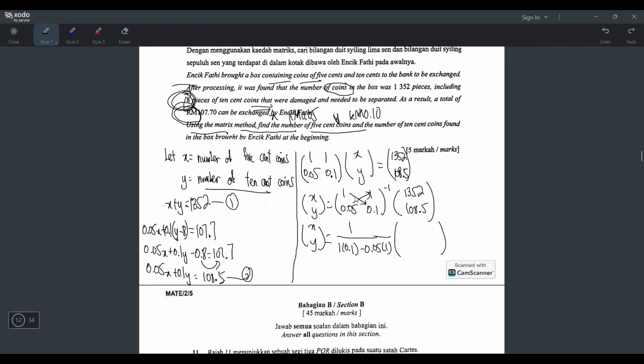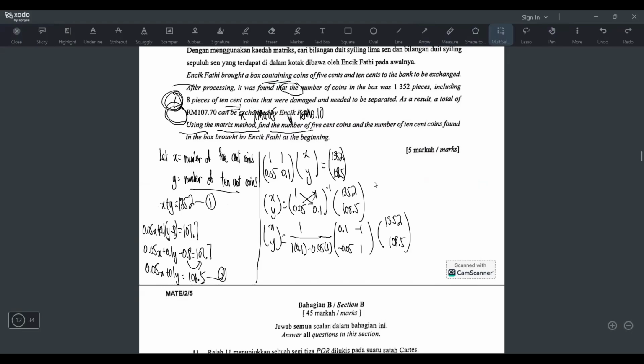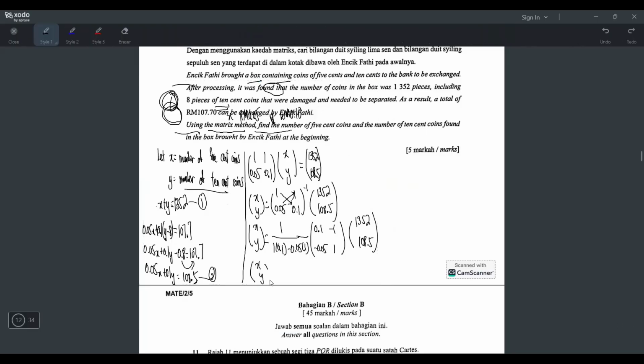And then the bracket. Okay, the A and D, which are 1 and 0.1, you have to swap. So 0.1 and 1 swapped. And then the 1 and 0.05, don't swap, just change the sign. So 1 becomes negative 1, 0.05 becomes negative 0.05. And don't forget, there is one more bracket here, 1352, 108.5. Right? So up to here, you can continue. I need more space now, so I will make it smaller so I get more space here. So now it will become xy equals 1 over, let's press this in my calculator.